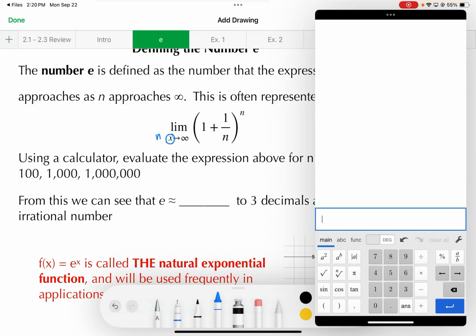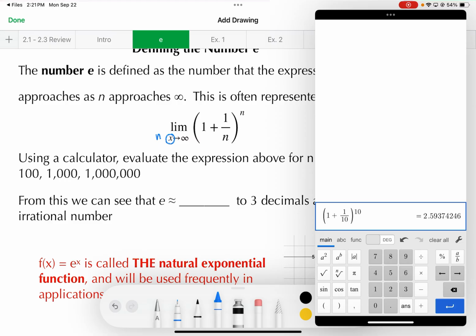Okay, so let's just start with what if n were 1? 1 plus 1 over 1 to the power of 1 is going to yield 2. So that tells me the number E is somewhere along the value of 2. Okay, well, let's increase that value of n. Let's make it a 10. Okay, now we took a pretty big jump there. We went from 2 to 2.59.